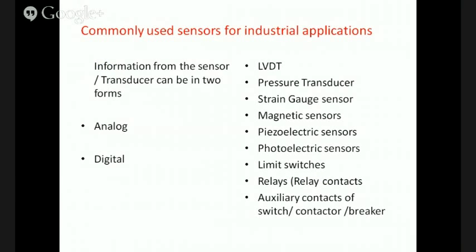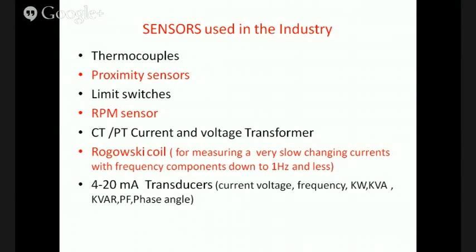Commonly used sensors for industrial applications. Information from the sensor or transducer can be of two forms, analog and digital. The LVDT, pressure transducer, strain gauge sensors, magnetic sensors, piezoelectric sensors, photoelectric sensors, limit switches, relays, auxiliary contacts of switch, contactor, breaker, etc. These are some of the examples commonly used. Sensors used in the industry: you may use thermocouples, proximity sensors, limit switches, RPM sensors, CT and PT, current and voltage transformers, then Rogowski coil for measuring very slowly changing current. Use frequency is very less, say 1 hertz or so. Then 4 to 20 milliampere transducers: current, voltage, frequency, kW, kVA, kVAR, PF, phase angle.